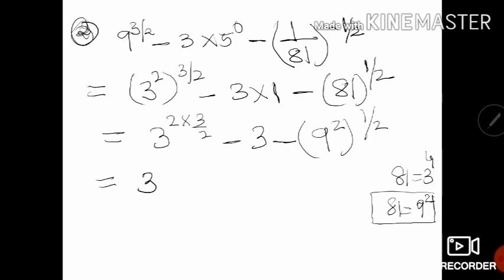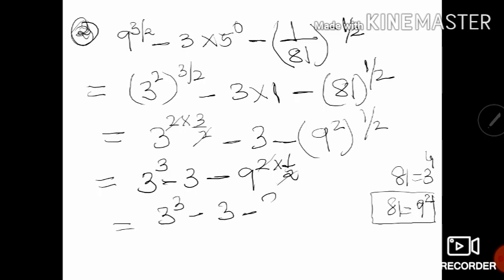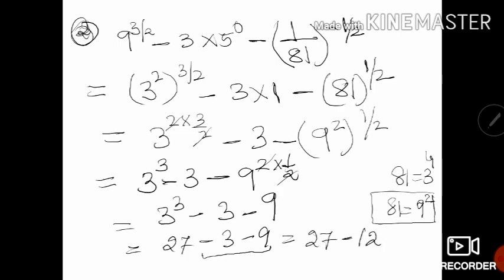So the first term becomes 3 cube, the second term is minus 3, the third term is 9 to the power 2 into 1 on 2. 3 cube minus 3 minus 9, which is 27 minus 3 minus 9. Adding the numbers with the same sign, 27 minus 12, that is 15.